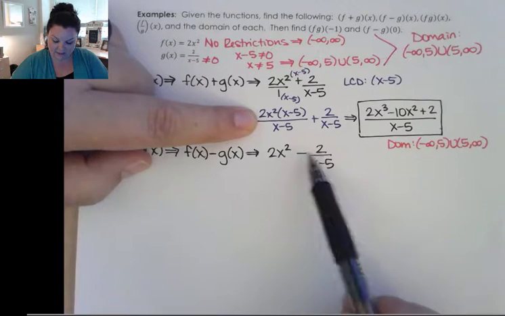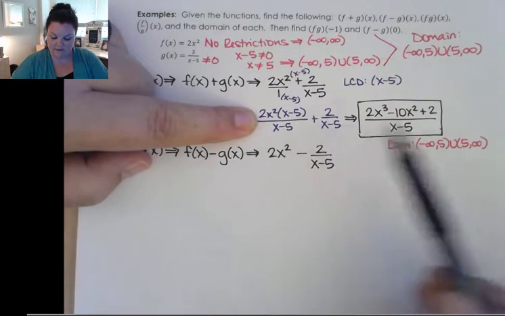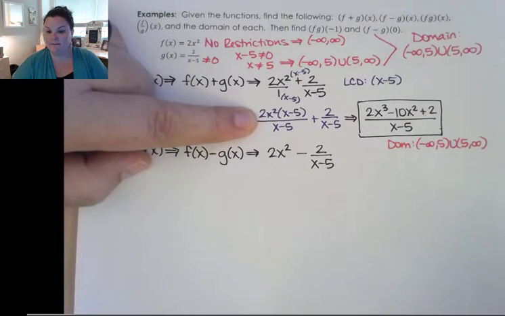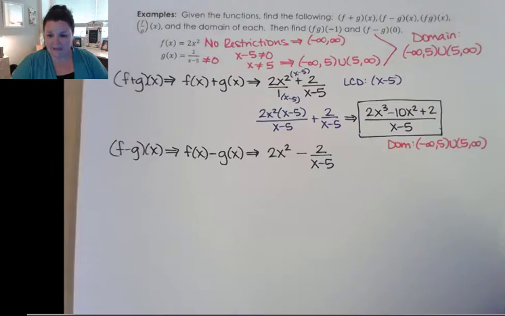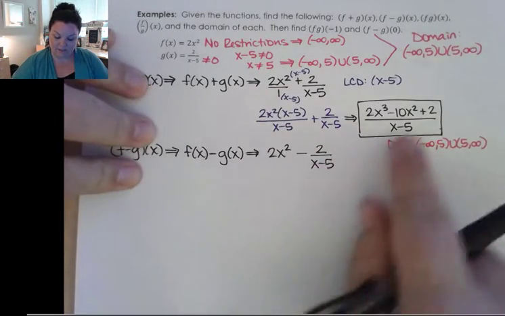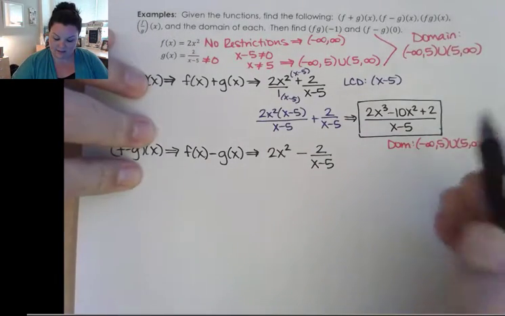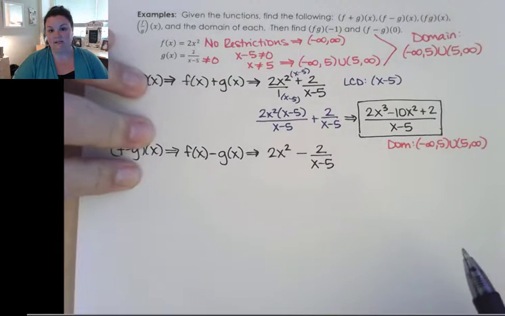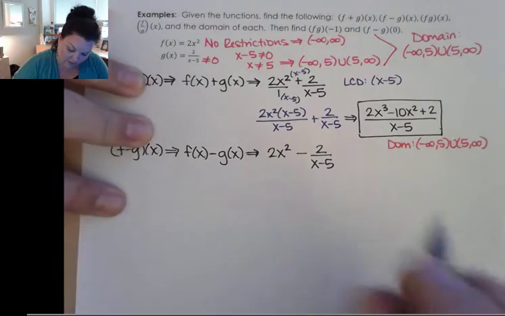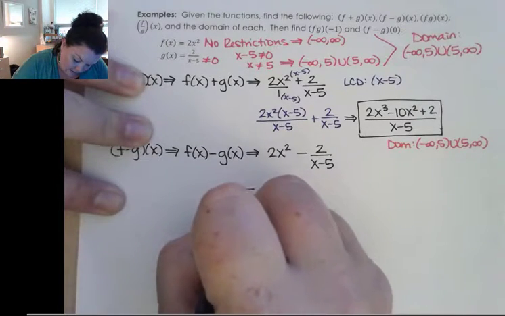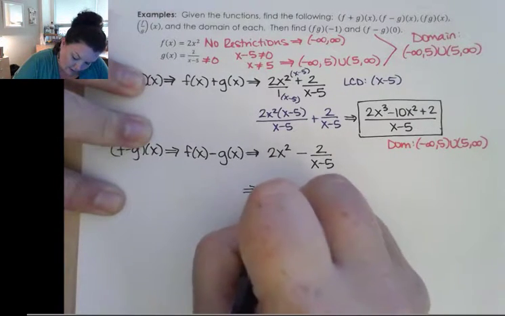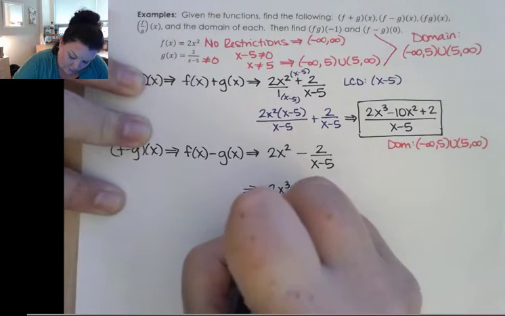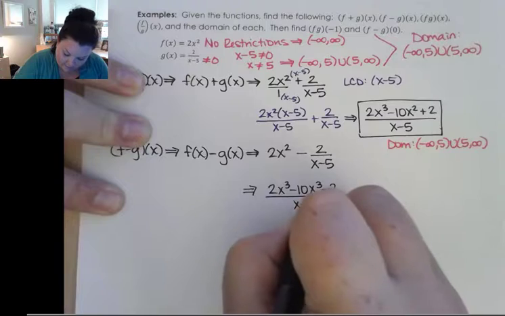And if I'm subtracting the 2 over x minus 5, then in my answer, this should end up as a subtraction, okay? So instead of writing all this out twice, I'm going to say we're going to end up with the same thing, other than this 2 should end up negative because I'm subtracting my second term here. Is everybody okay with that? So this gives me 2x cubed minus 10x squared minus 2 all over x minus 5.